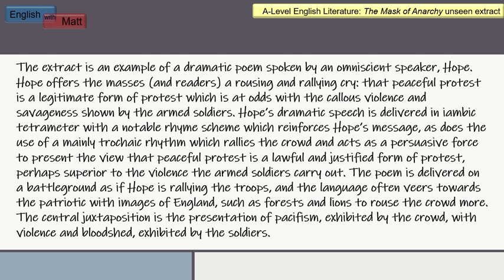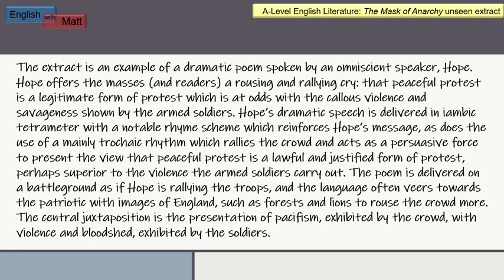So the extract is an example of a dramatic poem spoken by an omniscient speaker, Hope. Hope offers the masses and readers a rousing and rallying cry that peaceful protest is a legitimate form of protest which is at odds with the callous violence and savageness shown by the armed soldiers. Hope's dramatic speech is delivered in iambic tetrameter with a notable rhyme scheme which reinforces Hope's message, as does the use of a mainly trochaic rhythm, which rallies the crowd and acts as a persuasive force to present the view that peaceful protest is a lawful and justified form of protest, perhaps superior to the violence the armed soldiers carry out.